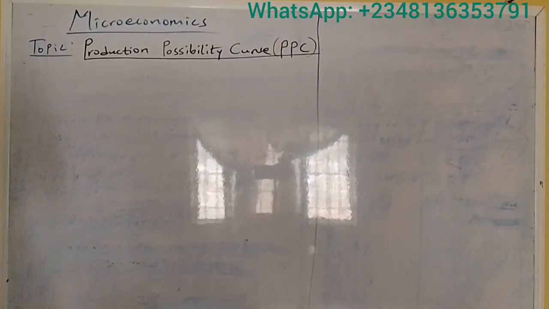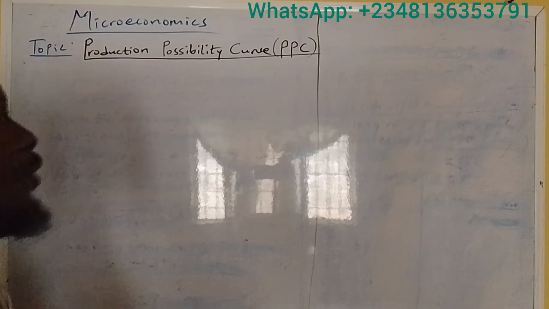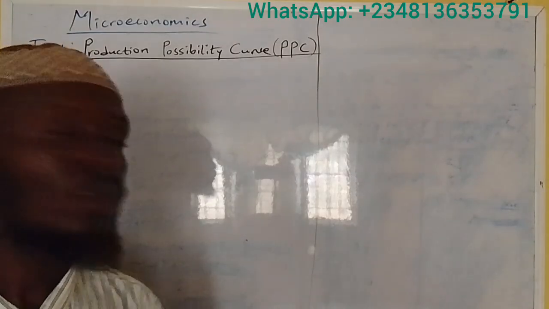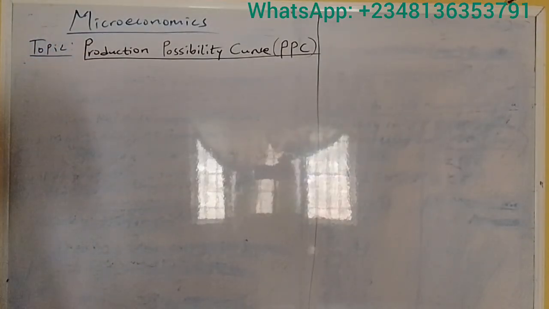Now, what is the production possibility curve? The production possibility curve is a graph that shows the various maximum combinations of two goods which a country can produce given all the available resources and technology in that country. In other words, it shows the maximum combinations of two goods which a country can produce when all the available resources and technology in that country are fully utilized.